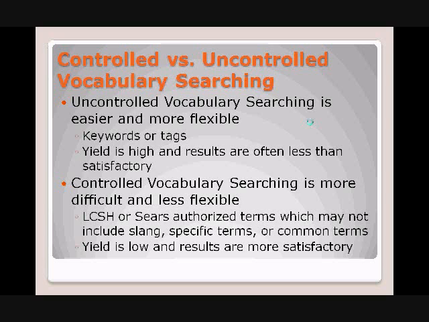The Library of Congress Subject Headings, or Sears lists, may not include slang. They may not include simpler terms or very specific terms. They might not include common terms. But on the other hand, their yield is low and the results are often more satisfactory related to your topic search. So that is a general introduction to controlled versus uncontrolled vocabulary searching, and we will be discussing this more online.